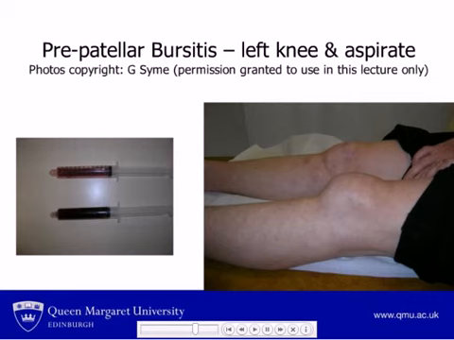Go back to the previous slide and have a look at the location of this bursa and see how it relates to the position of the swelling shown here. These photographs shouldn't be reproduced for any other presentation without permission of G-sign.